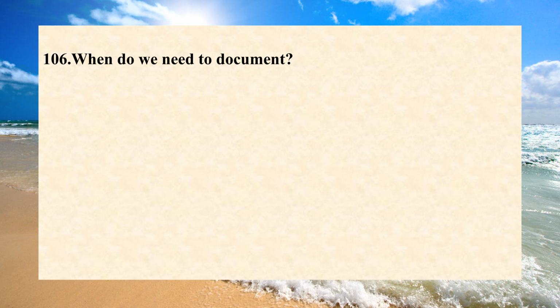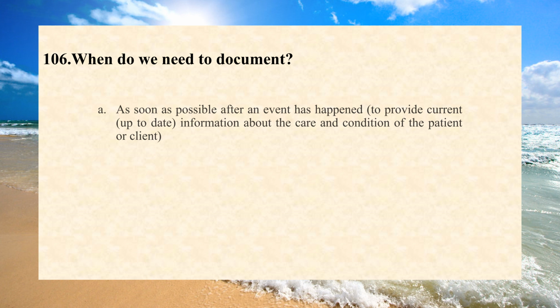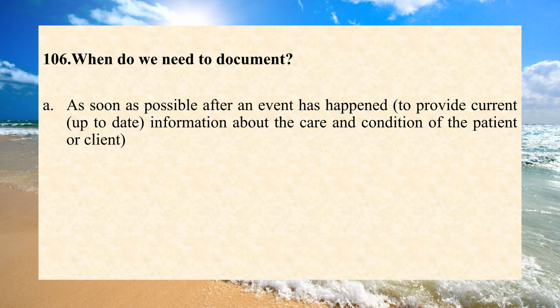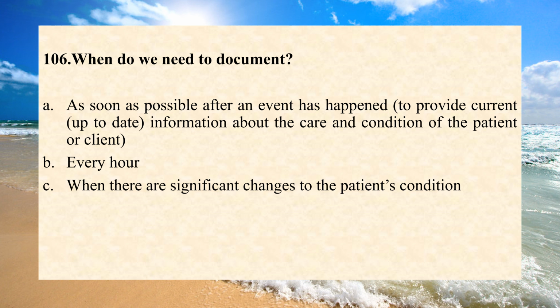When do we need to document? Option A. As soon as possible after an event has happened to provide current up-to-date information about the care and the condition of the patient or client. Option B. Every hour. Option C. When there is a significant change to the patient's condition. Option D. At the end of the shift. Correct answer is A. As soon as possible after an event has happened to provide current up-to-date information about the care and condition of the patient or client.